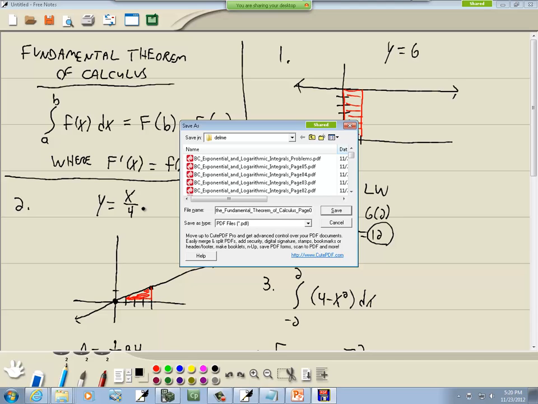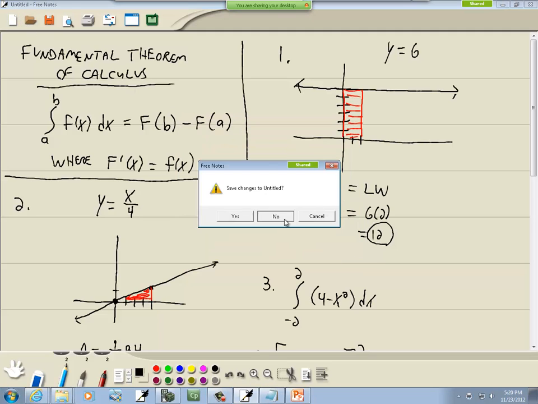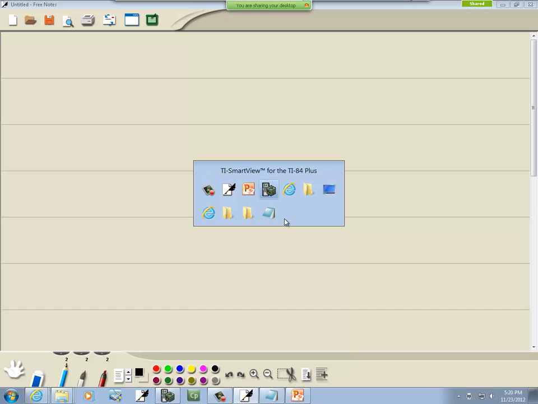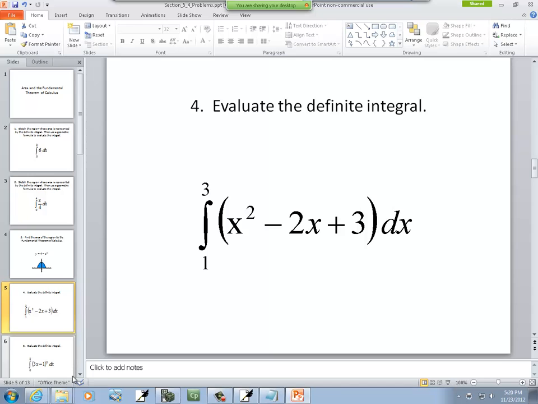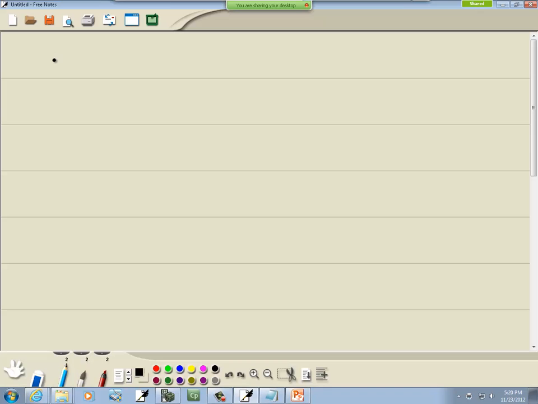Page 01.pdf. There we go. Let's look at our next one. 1 to 3.